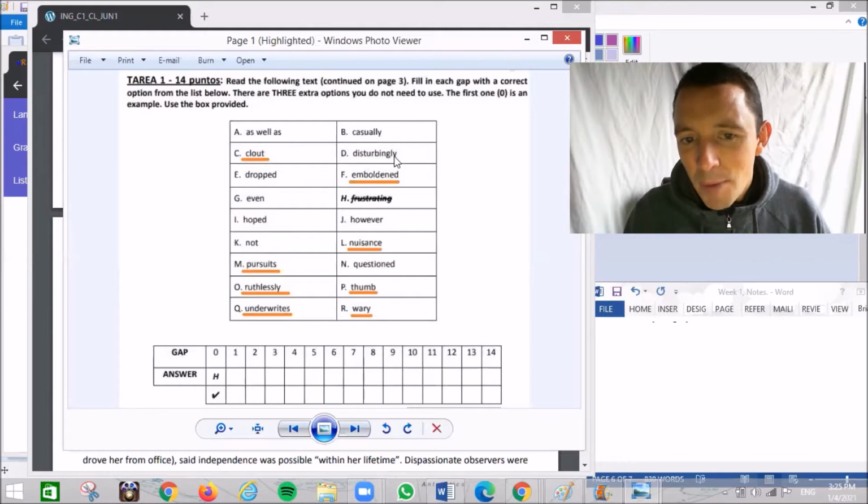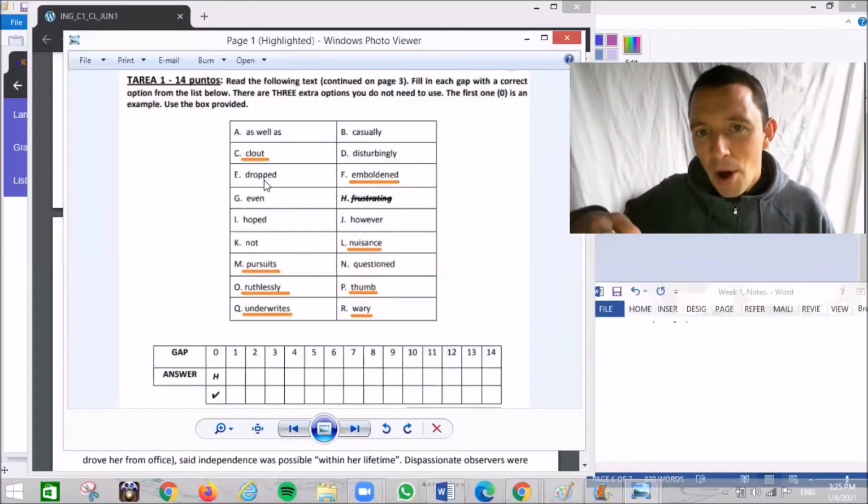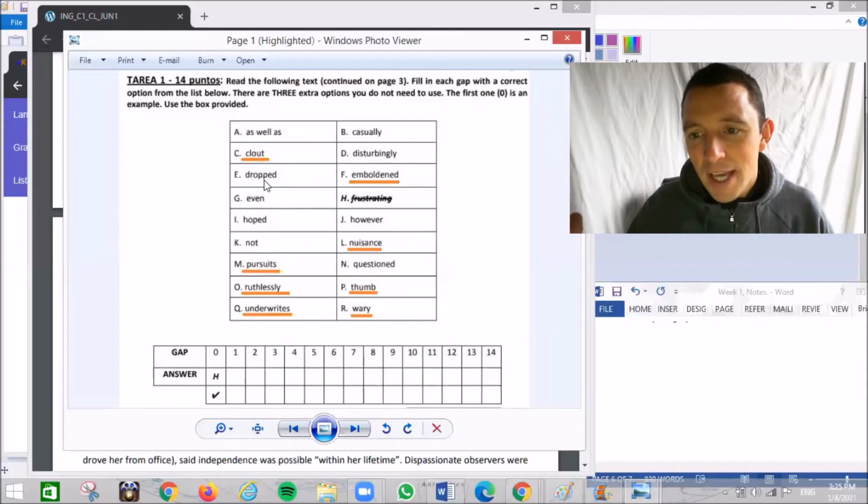Disturbingly, I think, is no problem. It's the ly, so it's the adverb mente in Español, and the verb to disturb is molestar, okay? So molestando and then molestandomente. I don't know if that exists in Spanish, but it's disturbingly. It's the adverb in English. Dropped, I think, is okay. Gotear, drop the ball, drop the, there's many things, drop the price, drop the temperature, and here's the past simple.